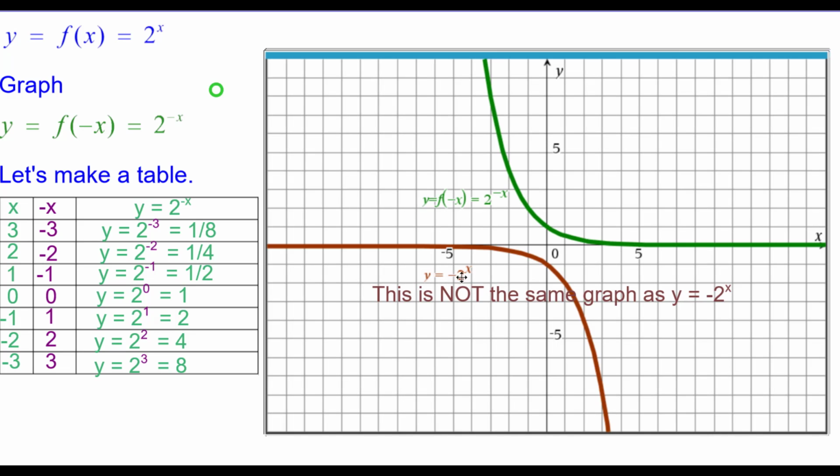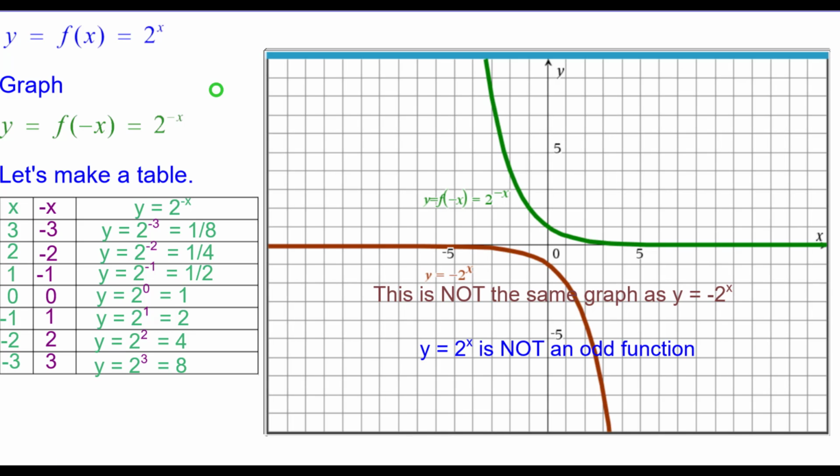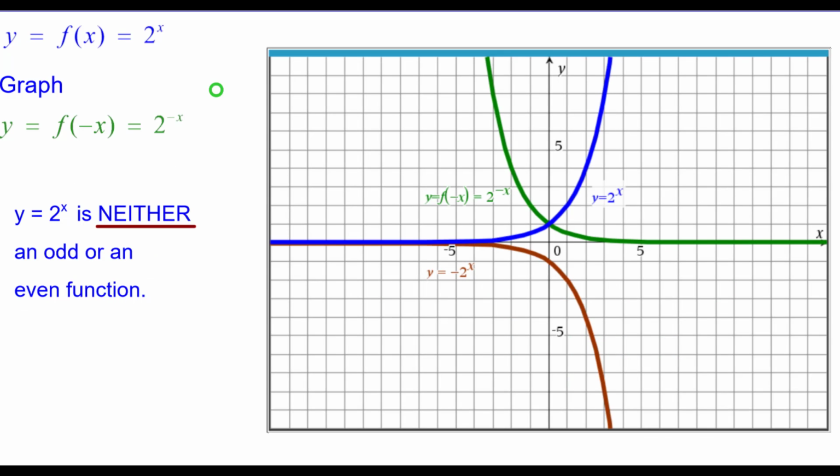This is y equals the opposite of 2 to the x. These are not the same. And since they're not the same, then this y equals 2 to the x is not an odd function either. It's not even and it's not odd. It's neither even nor odd, so it's called neither. Some functions are even, some are odd, a lot are neither.